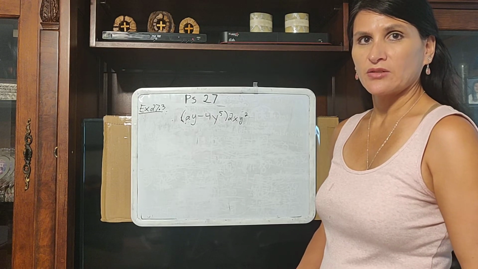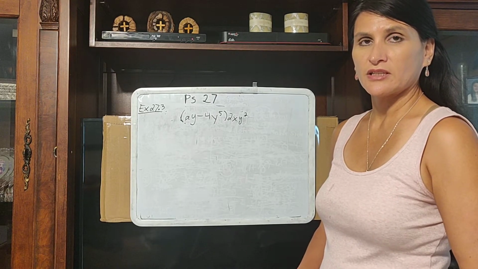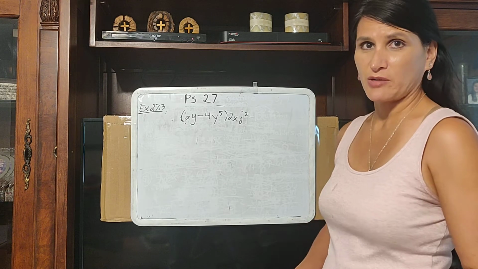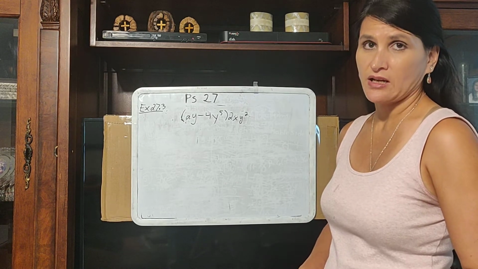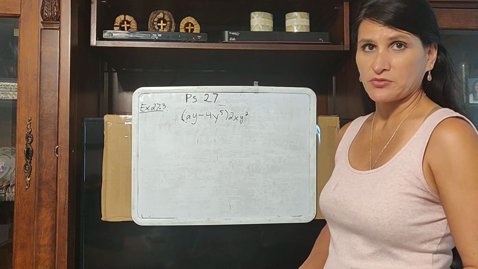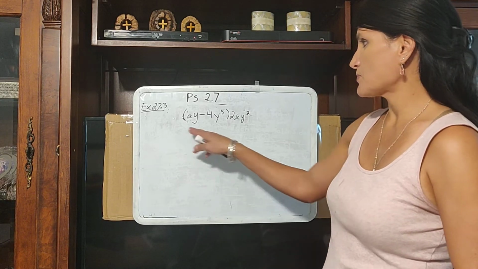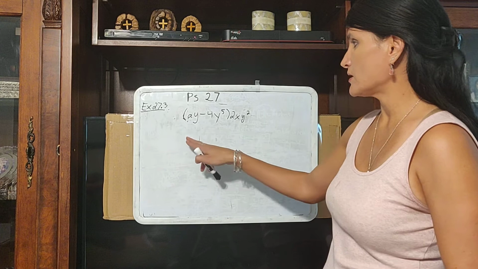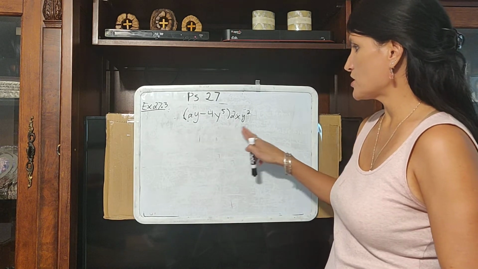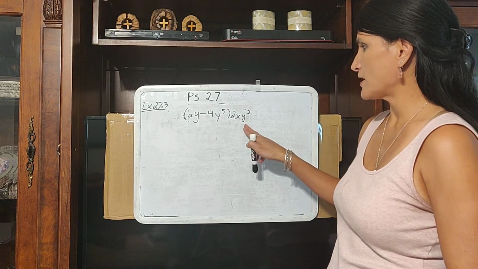Hi everybody, we're going to go ahead and start talking about the second part of distributive property for problem set 27. It's pretty close to what we did on the worksheet, it's just expanding just a little bit more. So in this problem, example 27.3, we have the equation written, but we have the coefficient on the right side.